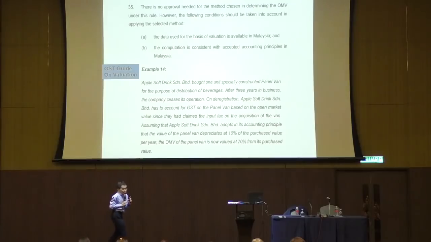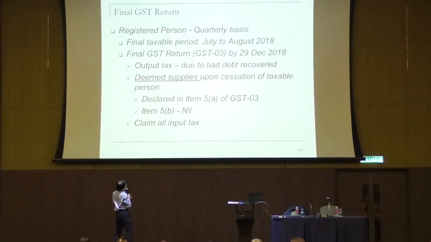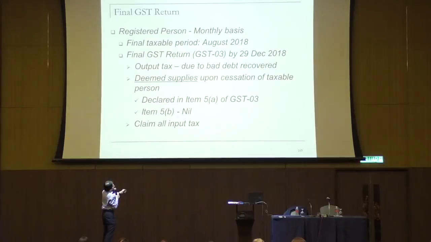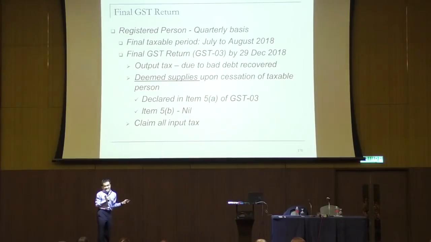So this is what you do in your final GST return, whether it's on a monthly basis or quarterly basis. But as I say, it's just a matter of declaration, but there is no tax to be paid. Because now, let's say the net book value of all my assets in my company as at 31st August is 1 million. So what do you declare in 5A? 1 million. What do you declare in 5B? 0% on 1 million is 0. So there's no tax impact. Only 5A is implicated.